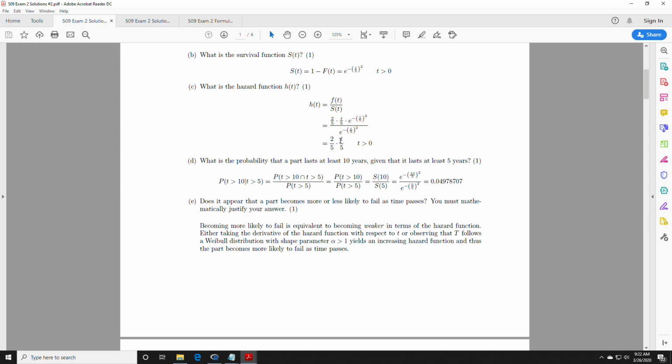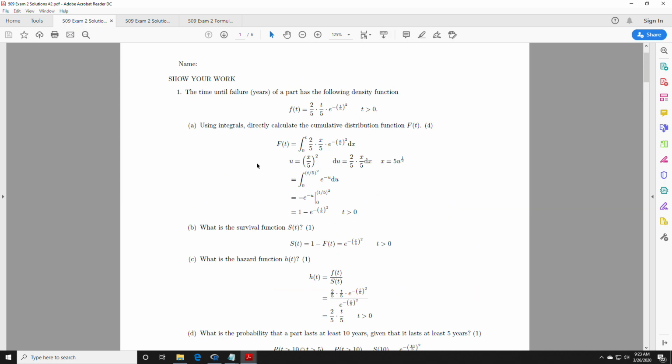Likewise, if the derivative was negative, then it would be a decreasing hazard function and less likely to fail. If there was no t in this hazard function h, then h prime would be 0, and it would be a constant hazard function. And again, because this is a Weibull distribution, we can see that alpha is greater than 1, so it's an increasing hazard function and becomes more likely to fail. Alpha wasn't specified, but we can tell this looks like a Weibull distribution: this is alpha t to the alpha minus 1, so alpha is 2.